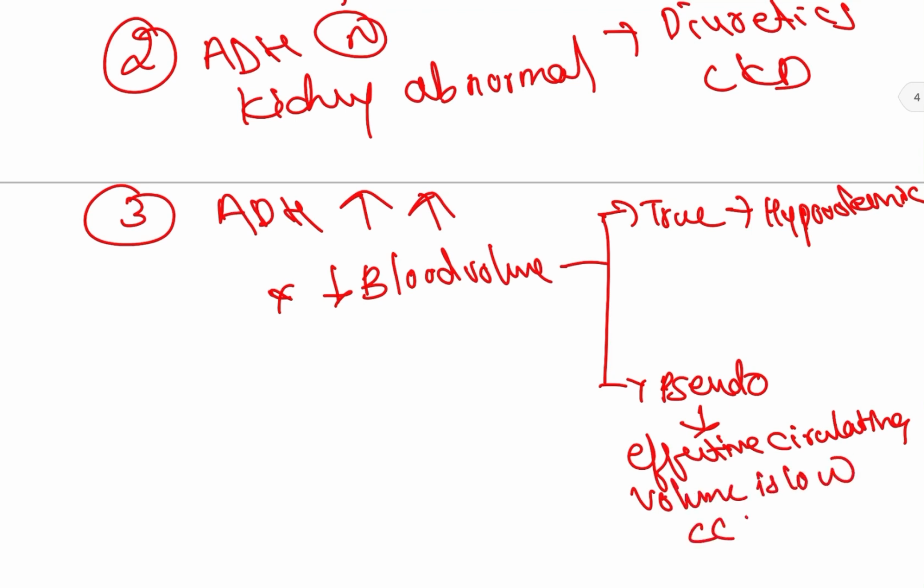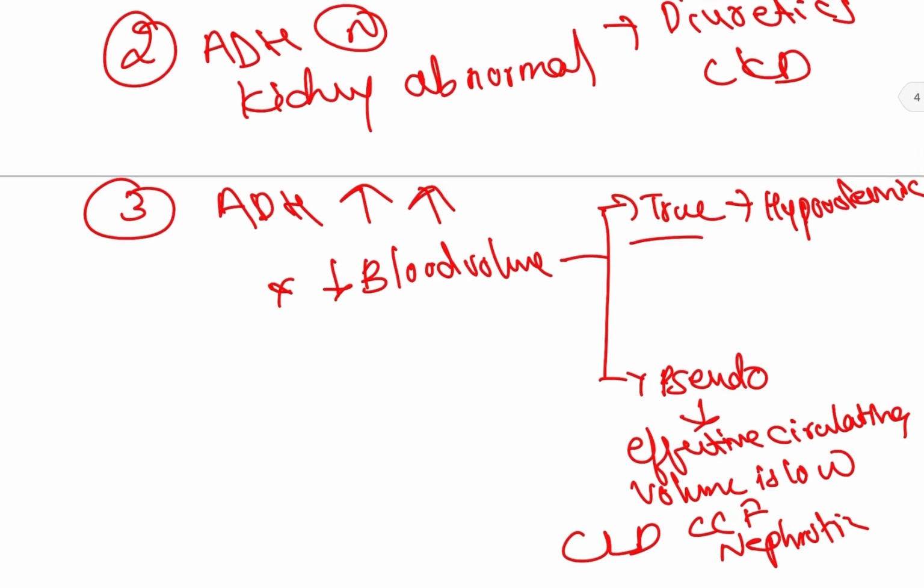So conditions such as congestive cardiac failure, nephrotic syndrome, or chronic liver disease can cause pseudo elevation in ADH, because the effective circulating volume is low. The body senses it as a hypovolemic state. As a result, ADH is secreted. In true hypovolemia, where there is total volume contraction, that is a stimulus for ADH secretion, resulting in an increase in ADH.